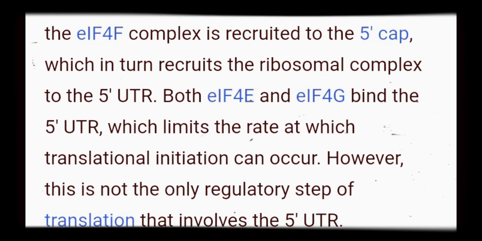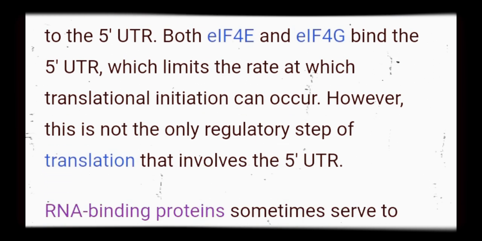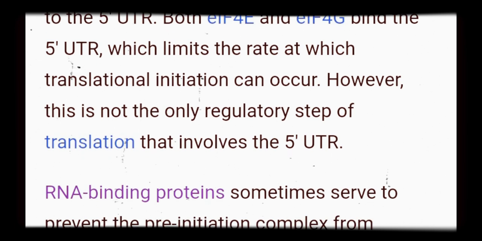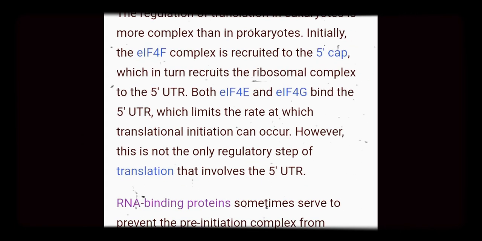Both EIF4E and EIF4G bind to the 5' UTR, which limits the rate at which translation initiation can occur. EIF4E is a type of initiation factor, and together with EIF4G it binds to the 5' untranslated region. However, this is not the only regulatory step of translation that involves the 5' UTR. So, regulation of translation in eukaryotes is complicated.